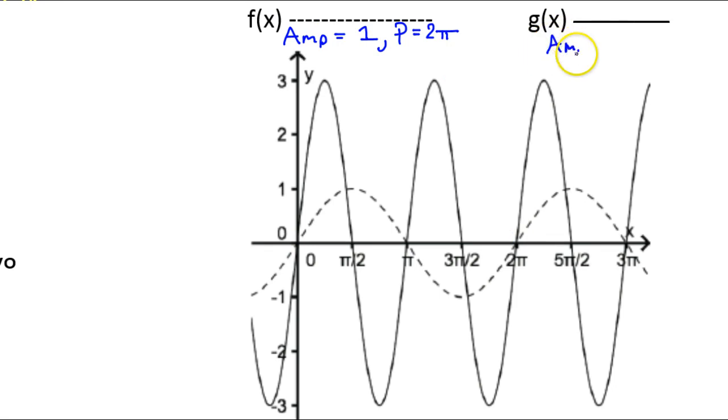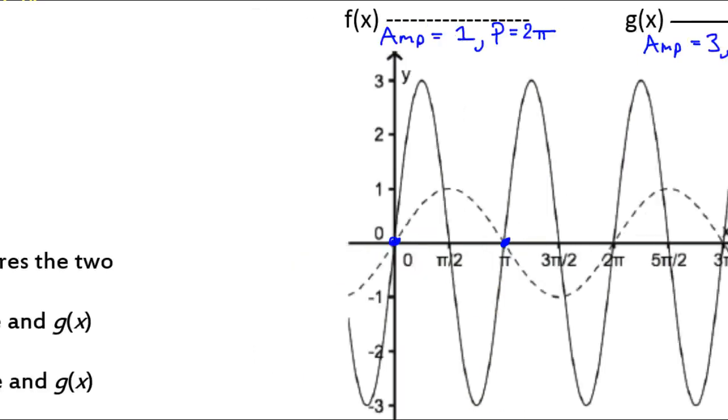Now let's do the same thing for function g. First of all, the amplitude. For function g, it goes up 3 and down 3, so the amplitude is 3. And then the period. It starts here at 0, goes up and then down and back, and completes a full cycle by the time it gets to pi. So the period is pi.